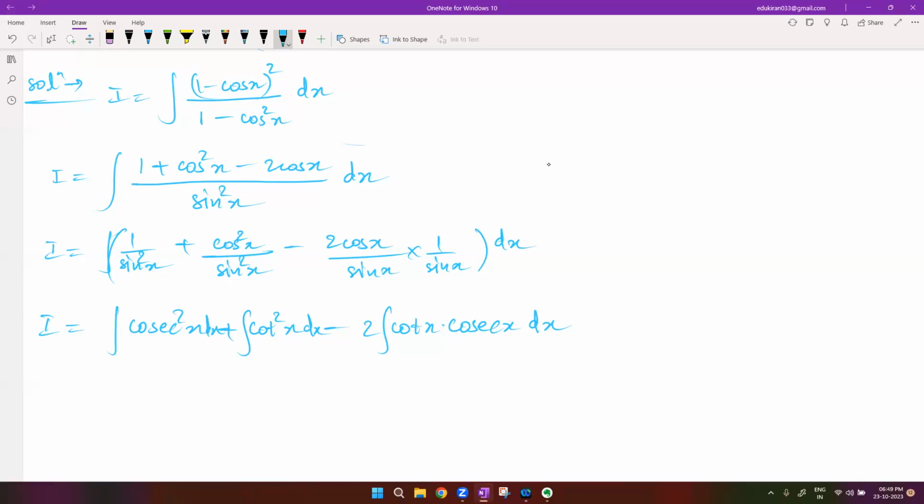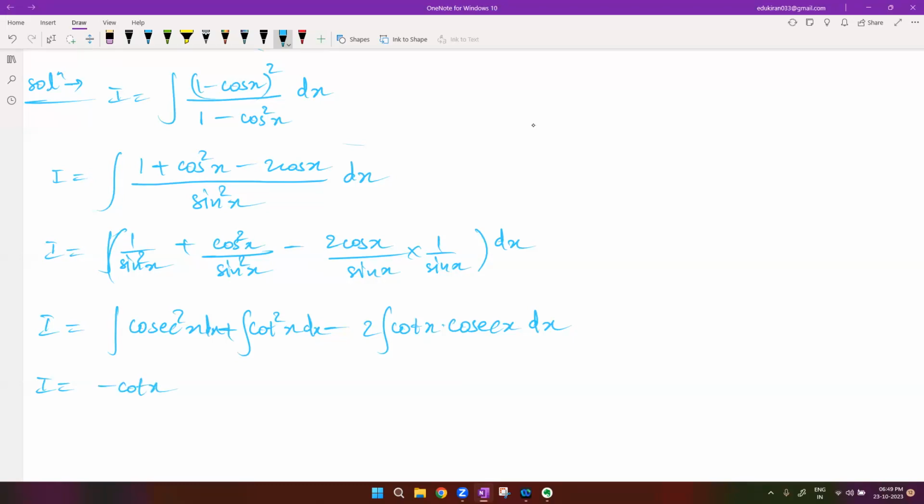So can someone tell me the integration of cosec square x? Anyone? We should have the center page, guys. This won't work like this. Please try to gather your center page that we have discussed. Yeah, minus cot x.